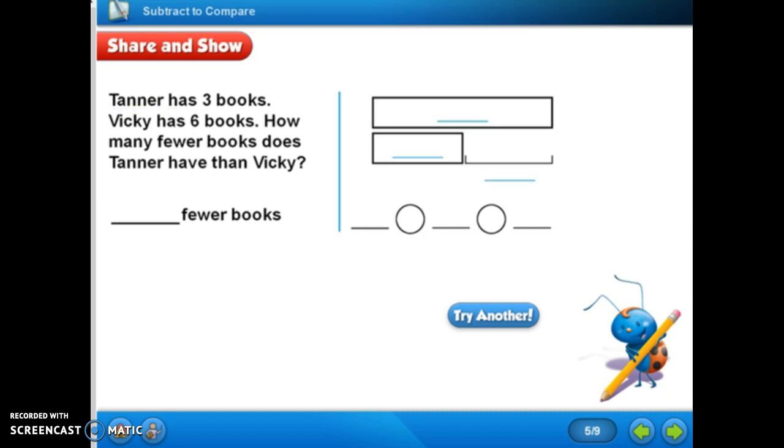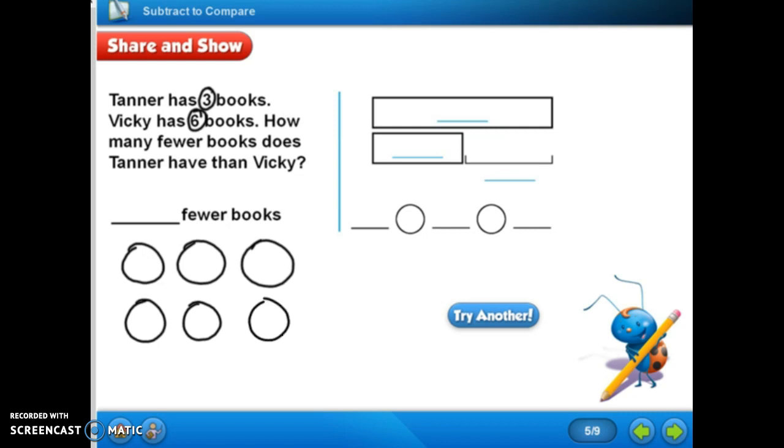Tanner has 3 books. Vicki has 6 books. How many fewer books does Tanner have than Vicki? Let's start by circling our numbers. 3 and 6. All right. Let's draw Tanner's books. 1, 2, 3. Let's draw Vicki's books. 1, 2, 3, 4, 5, 6.